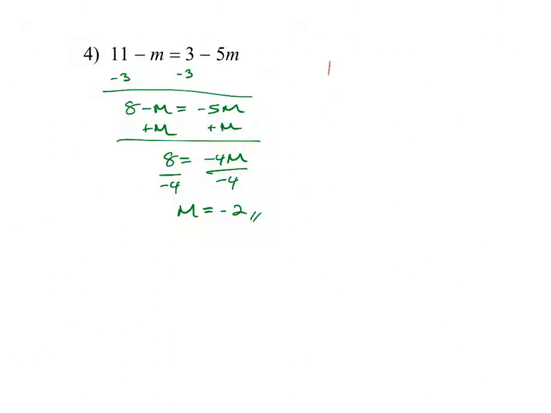Okay, my check: 11 minus negative 2 equals 3 minus 5 times negative 2. So 11 plus 2 equals 3 plus 10. So 13 equals 13.